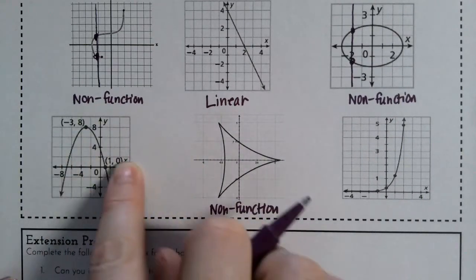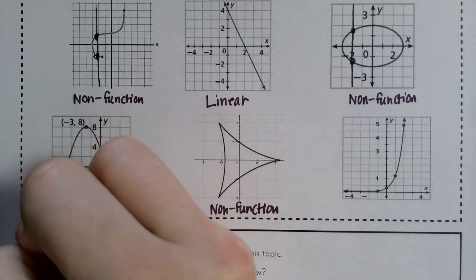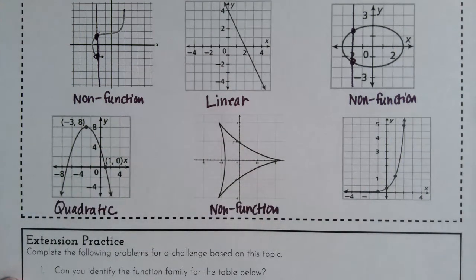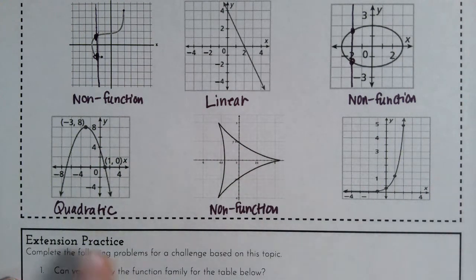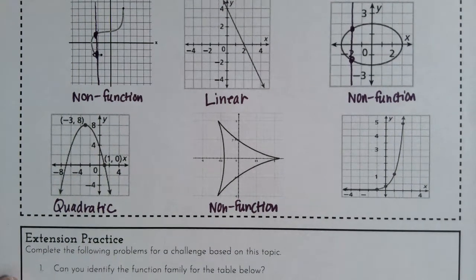This one we also have some familiarity with. It looks like an upside down U, and so this is a quadratic. And there's a U right at the start of the word quadratic, so the U shape hopefully can remind you.